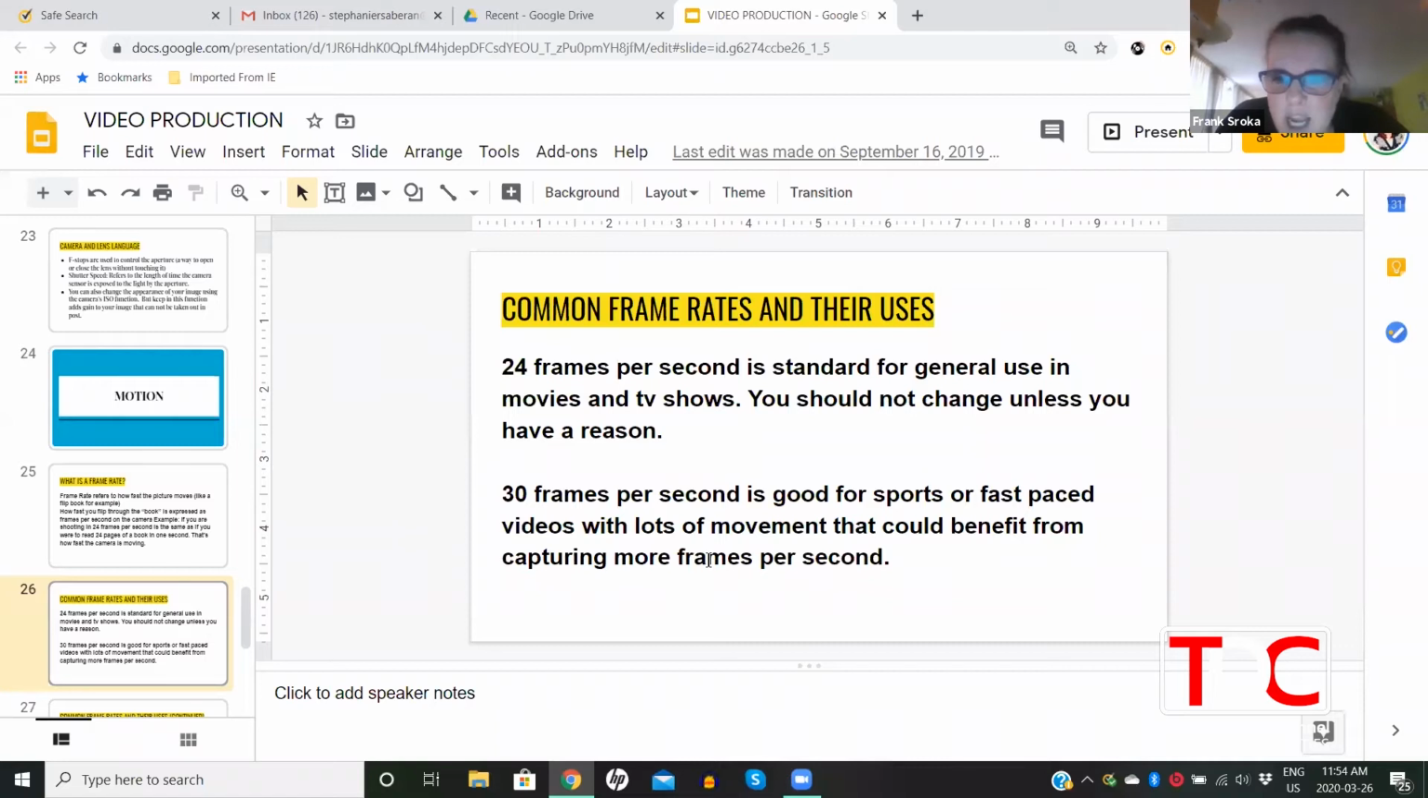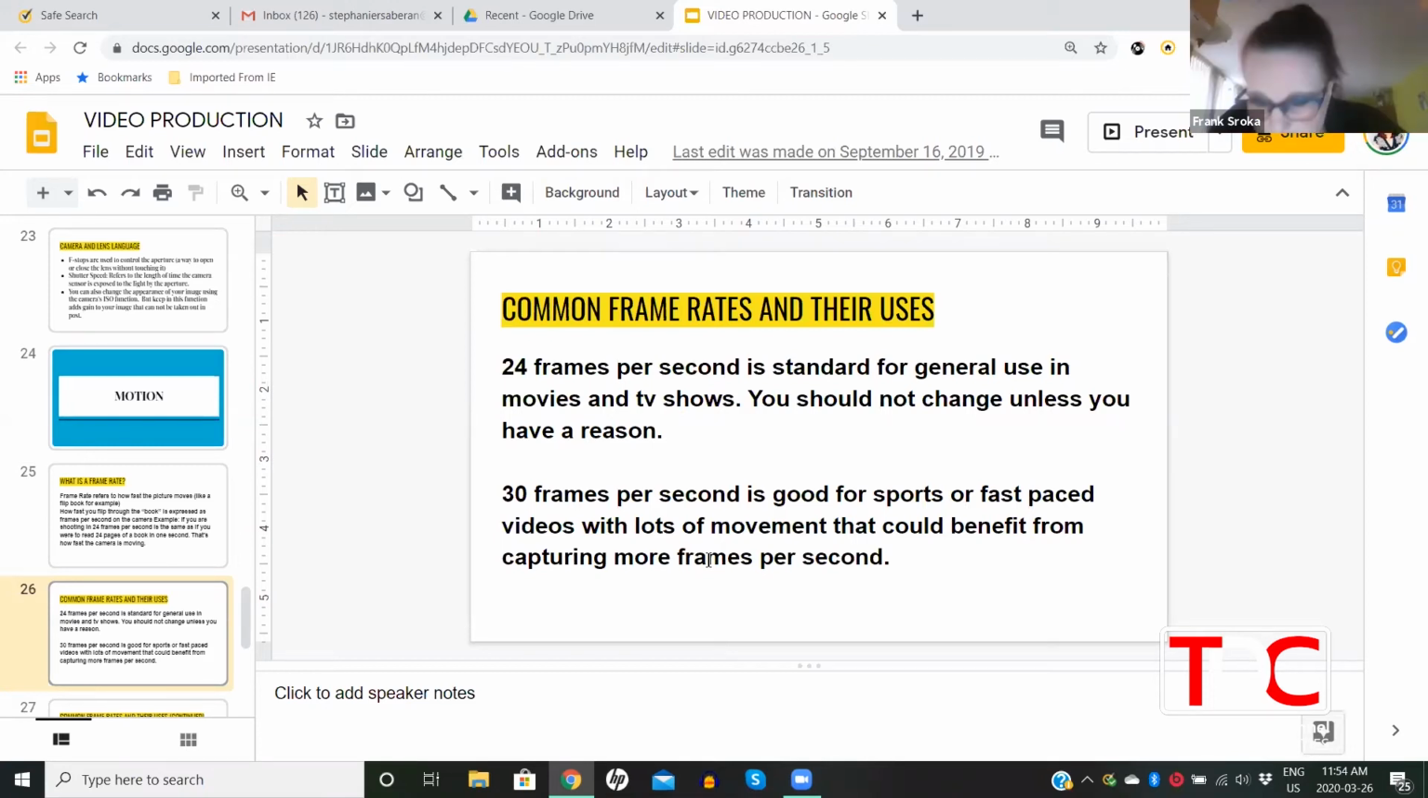You should not change it unless you have a reason. 30 frames per second is good for sports, or if something's moving fast, or for fast-paced videos with lots of movement that could benefit from capturing more frames per second. Like Chris said, if a car's moving, a gymnastics competition, a hockey game, anything fast-moving, you need a higher frame rate, or you're not going to catch it properly.